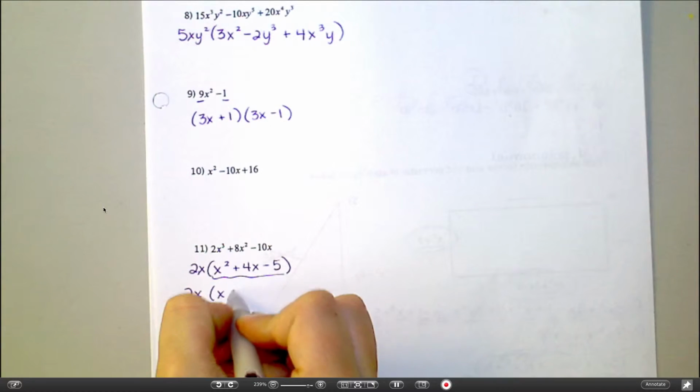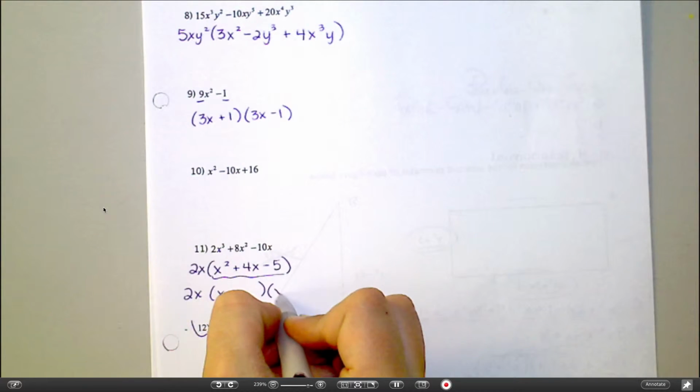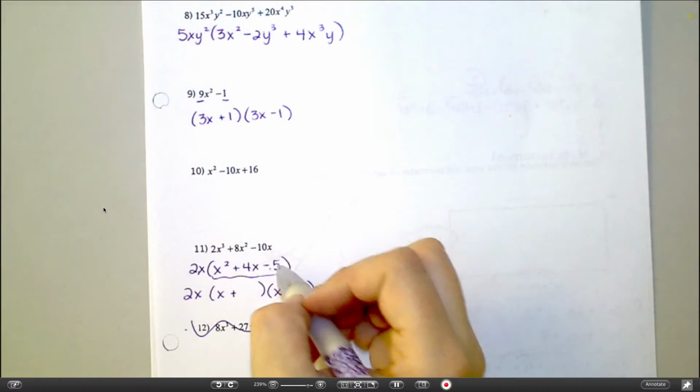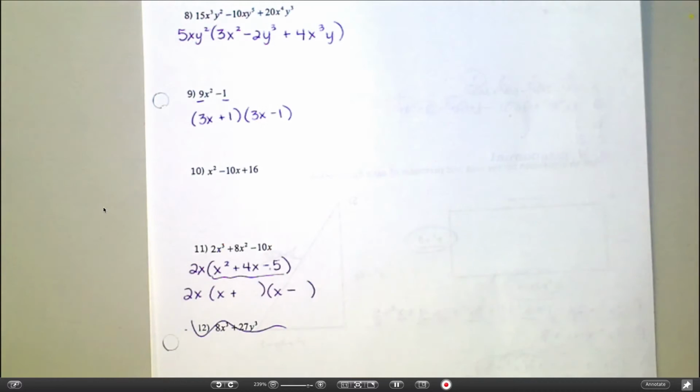So x plus an x. How do I know that this is a plus minus? Okay, 5 is negative, so I need to multiply to make a negative. That's got to be 1 plus, 1 minus. What multiplies to 5 and subtracts to 4? 5 and 1.